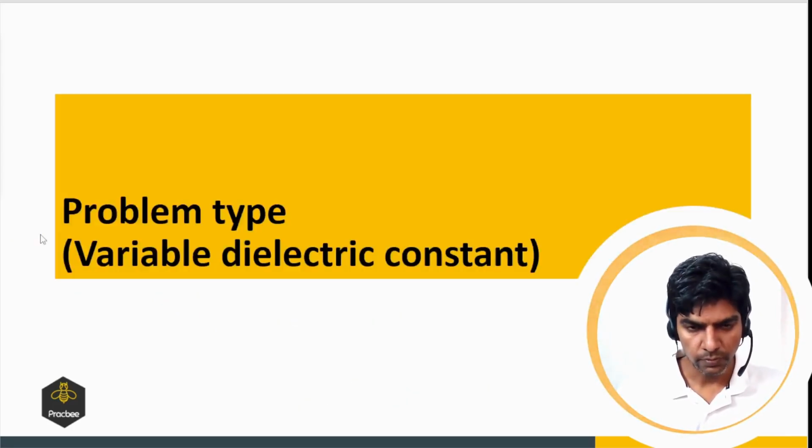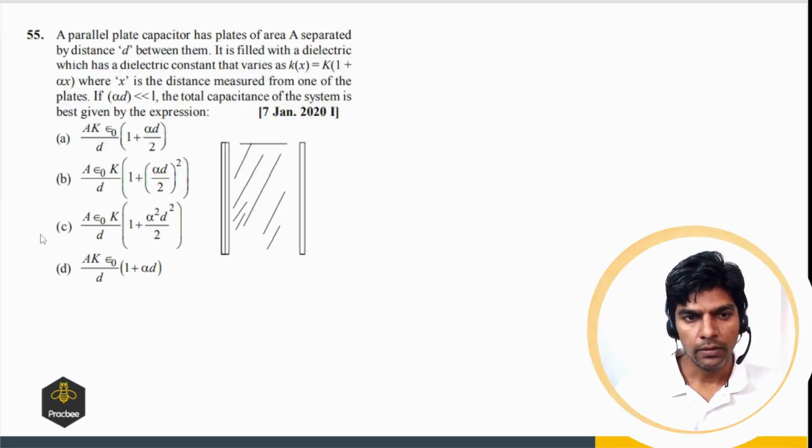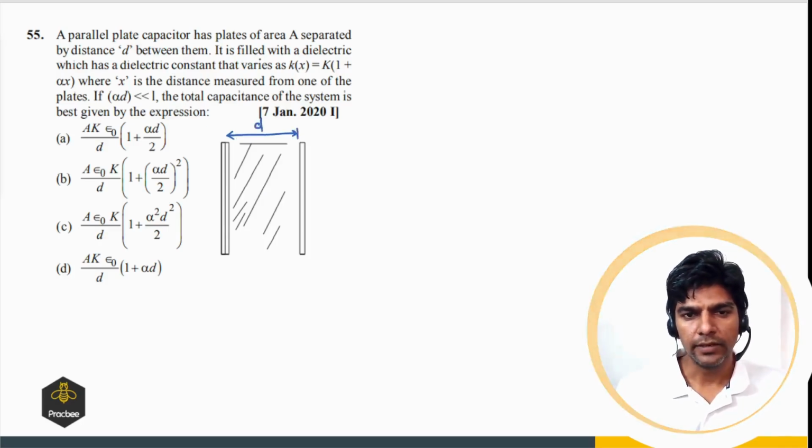Now let us see the next problem type, and it is based on the variable dielectric constant. A parallel plate capacitor has a plate area A separated by a distance d. So this distance is given as d. It is filled with a dielectric which has a dielectric constant that varies as k of x, equal to k times 1 plus alpha x, where x is the distance measured from one of the plates.